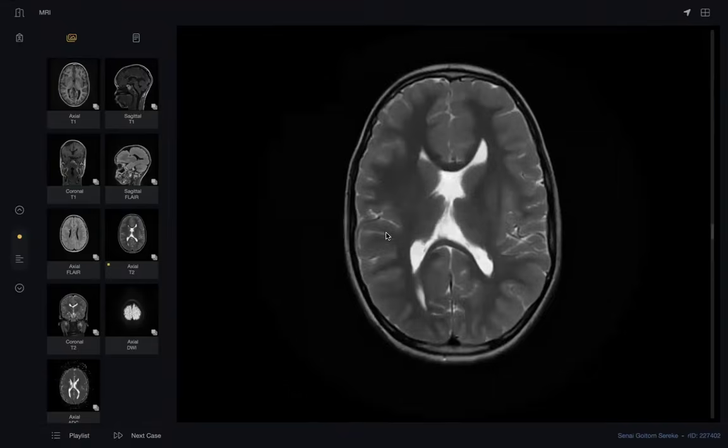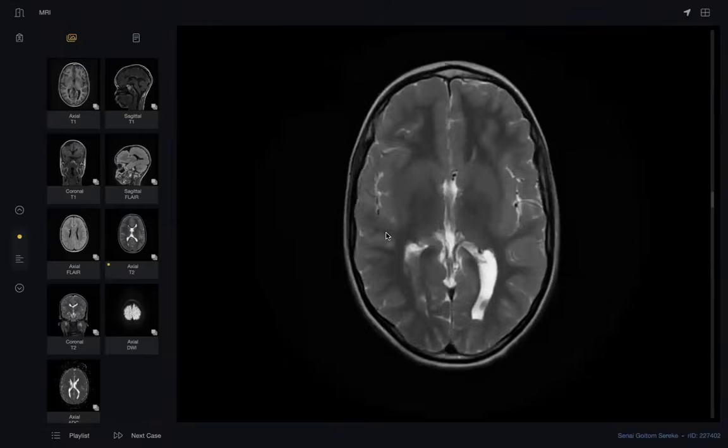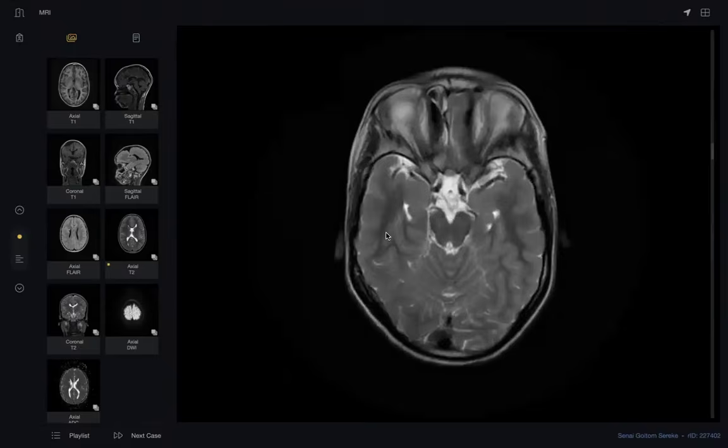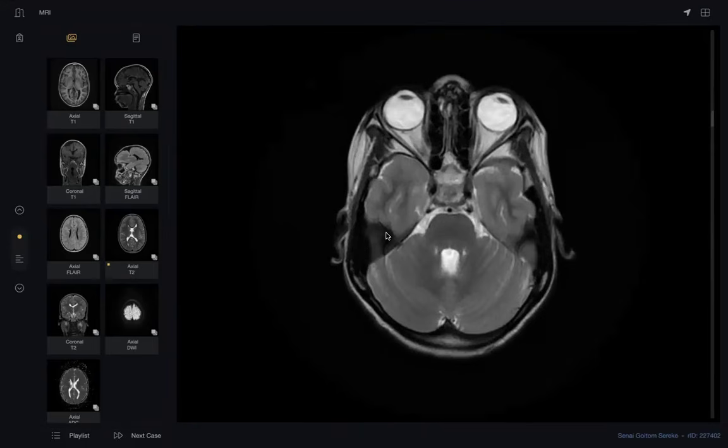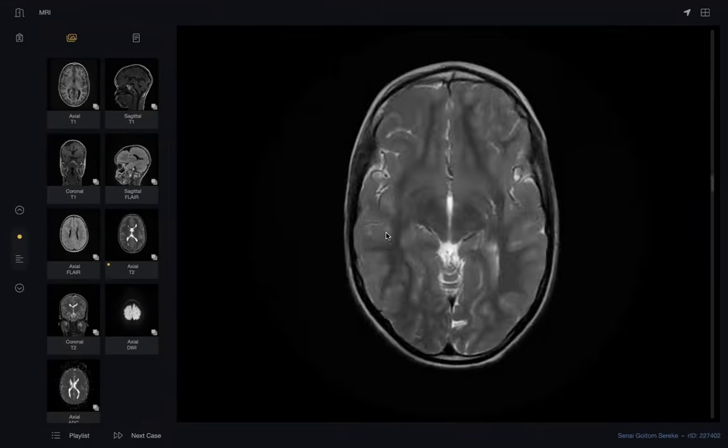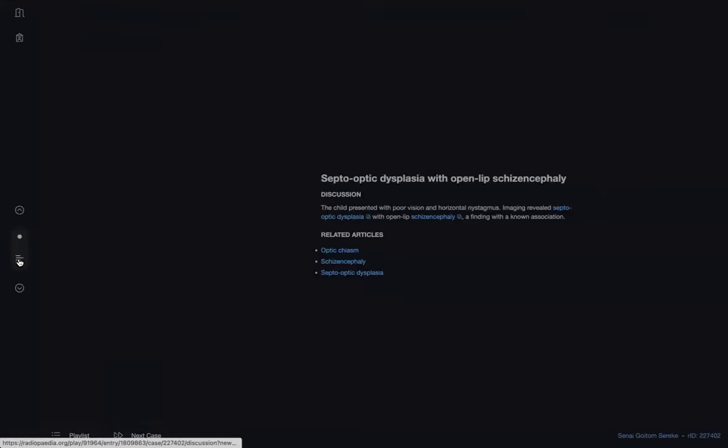She just noticed that there is no septum pellucidum. So immediately she went to the optic nerve. The optic nerve is very thin or not well visualized in both sides. So she put a very nice diagnosis of septo-optic dysplasia.